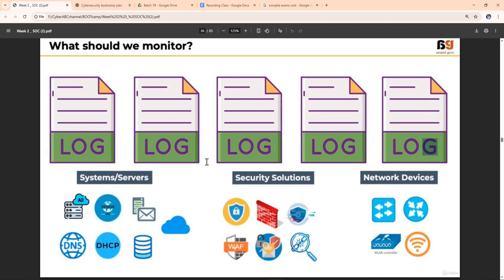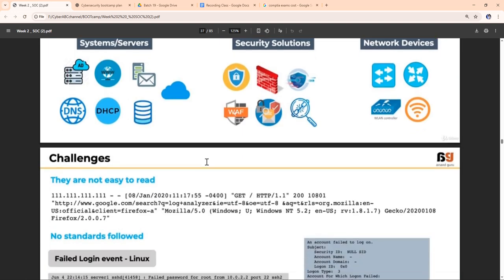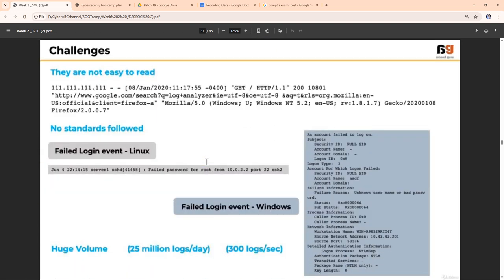As though it was a solution, another problem came up. The logs were not easy to read. Secondly, they come in huge volume, and we are talking about over 25 million logs per day. That is approximately 300 logs per second. Now, let's look at this log here. I think from here also we're going to do a little practical. Can you read this log and make it make sense?